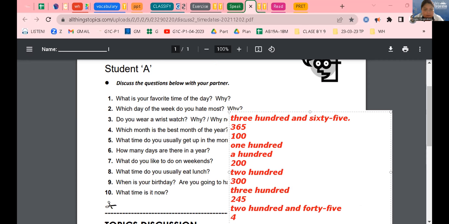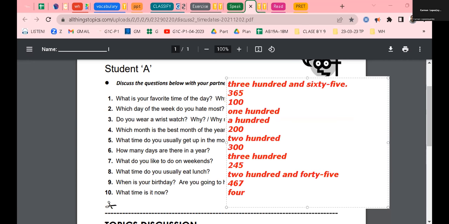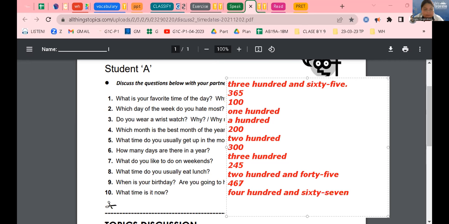Vamos a ver ahí otro: 467. Empezamos. 400. Okay. And. 400 and. Okay. ¿Qué número sigue ahí? 67. 60. 67. Okay. Another one. Let's see. Okay. 900 and 20. Okay, so that's not too difficult.